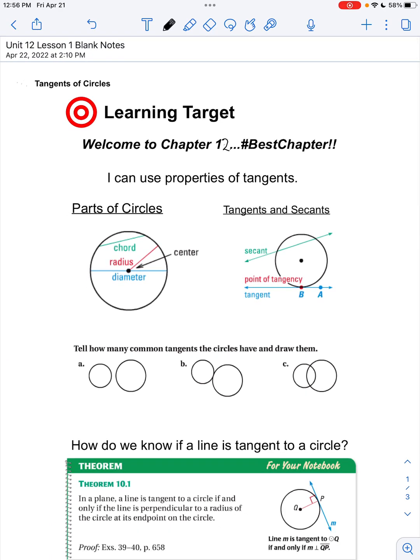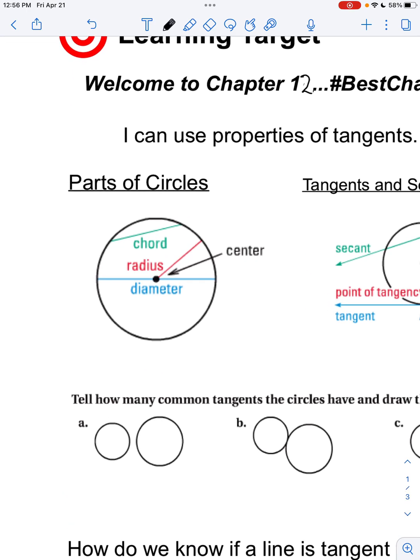Hello, looking at Unit 12. Really kind of starting our circles unit. There's lots of things that we know and love about circles, and we can do a lot of things. Today we're going to focus on tangent lines and properties of tangents.